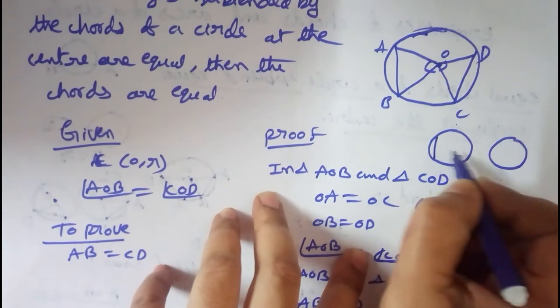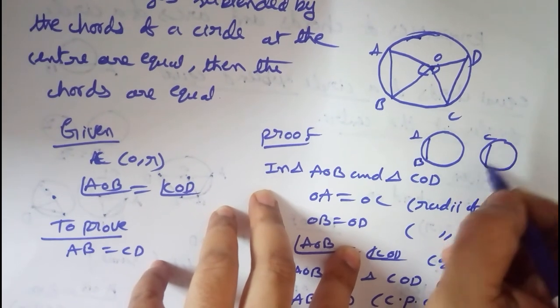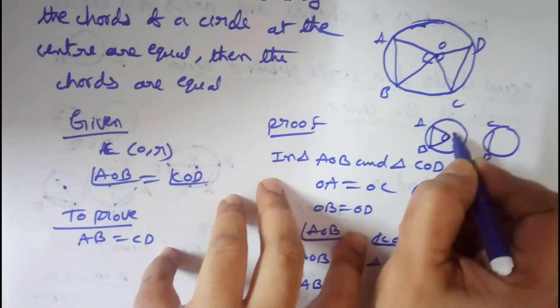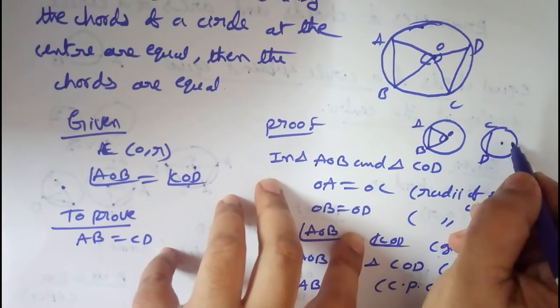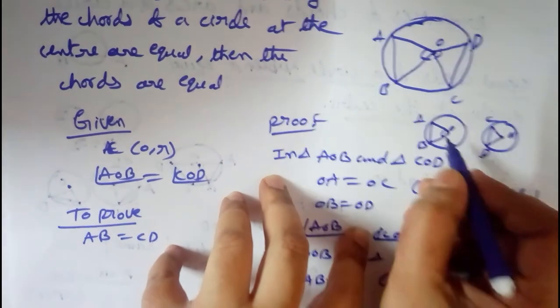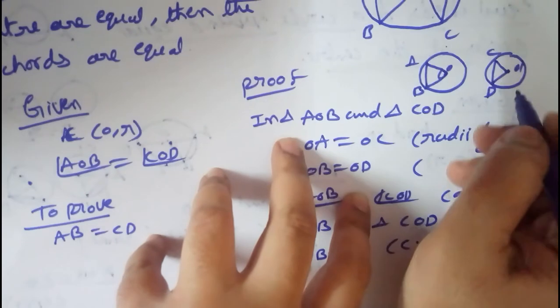So AB is a chord, CD is a chord. AOB is the angle, O is the center of the circle, O dash is the center of the second circle. These two circles are congruent circles. Then angle AOB and angle CO dash D are equal.